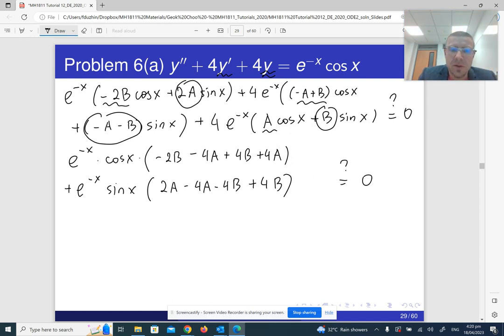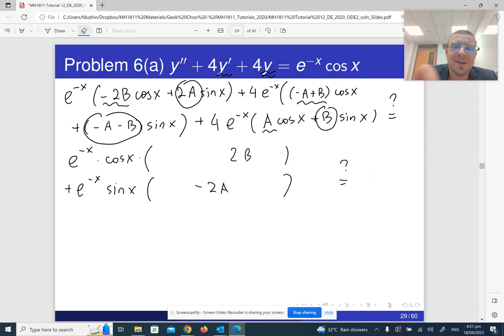Alright, now let's do some cancellation. So minus 4a plus 4a is just 0. Minus 4b plus 4b is just 0. Alright, so let me delete them. Clean this up a little bit. Okay, so now minus 2b plus 4b is just 2b, right? So this is just 2b. Two a minus 4a is minus 2a. Oh yeah, and it shouldn't be 0, of course. Yeah, sorry about that. It shouldn't be 0. It should be the right hand side, right? So it should be e to the minus x cos x.